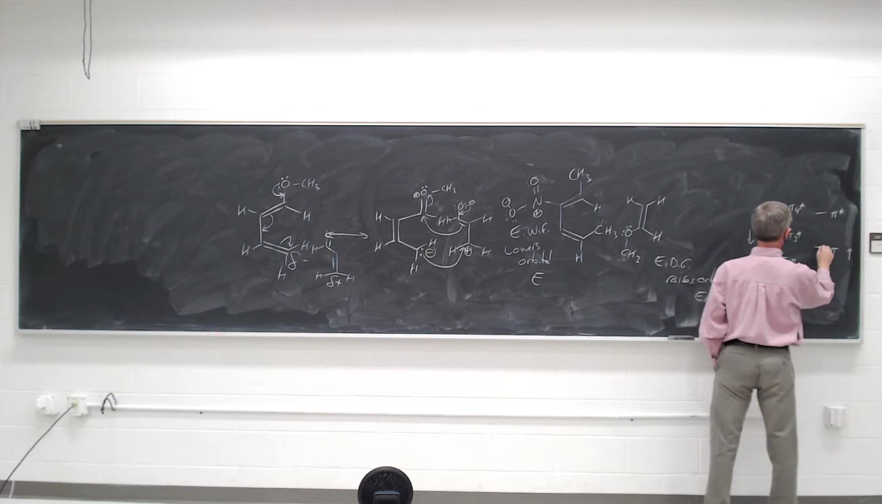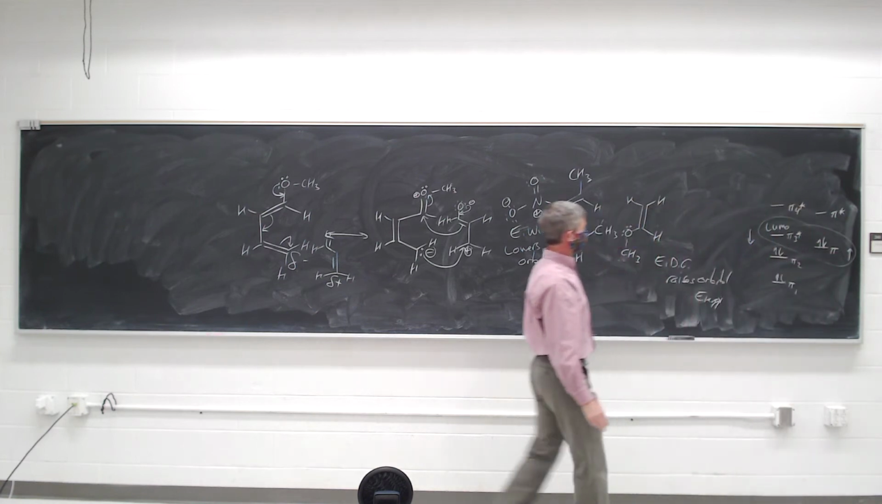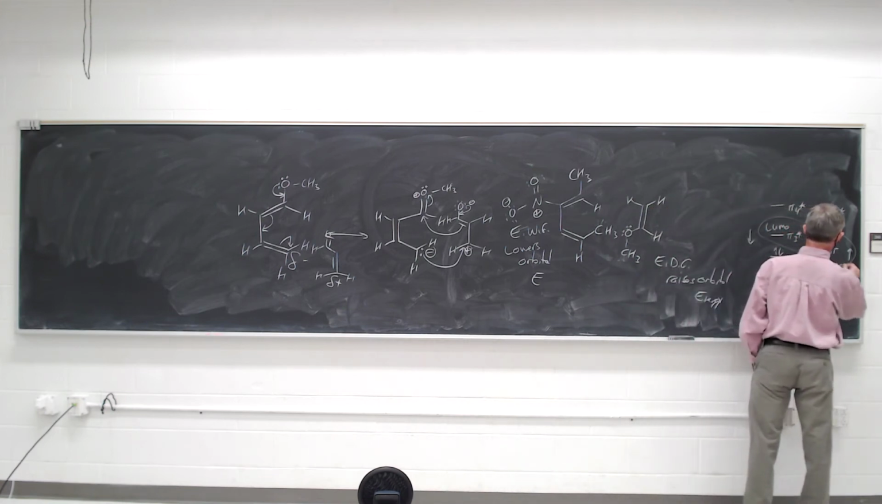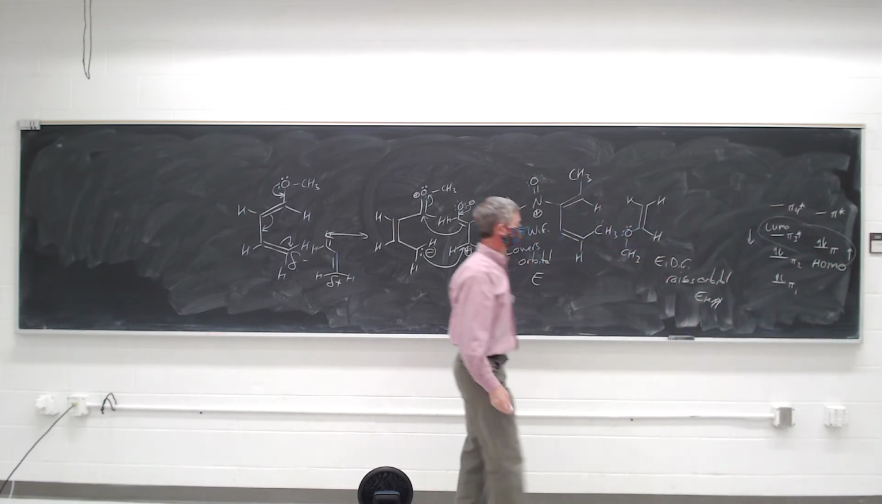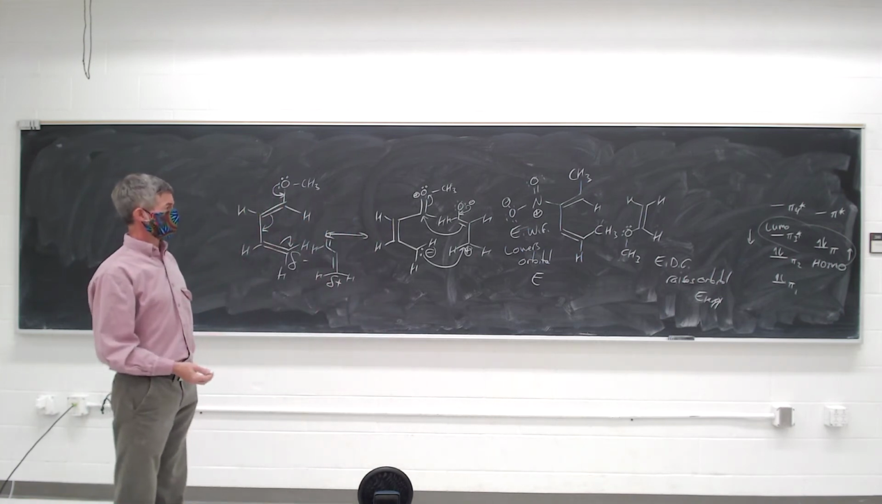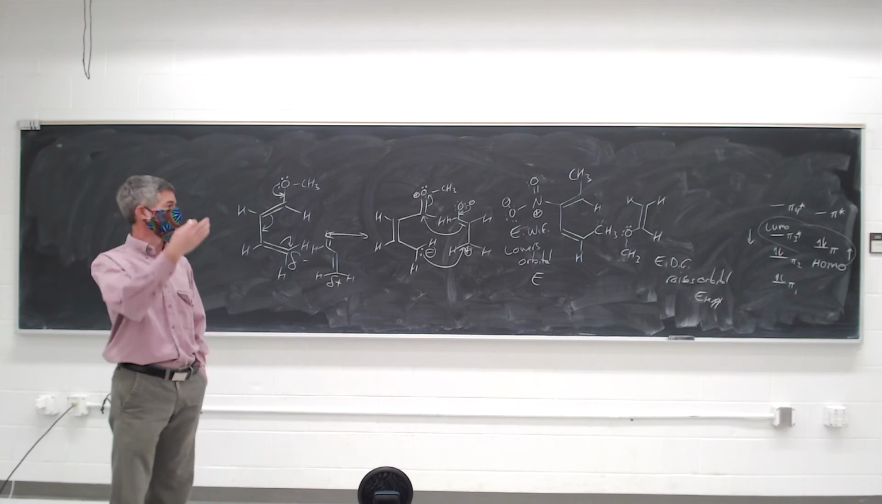So you'll see that now the orbitals that are close in energy are the HOMO on the diene and the LUMO on the dienophile. So that's inverse electron demand. The electrons are flowing from diene towards dienophile instead of the normal, which is from dienophile towards diene.